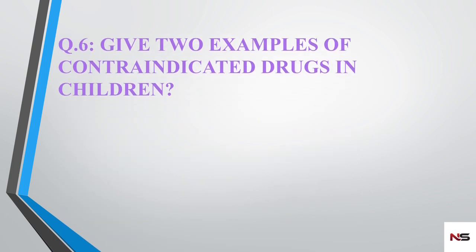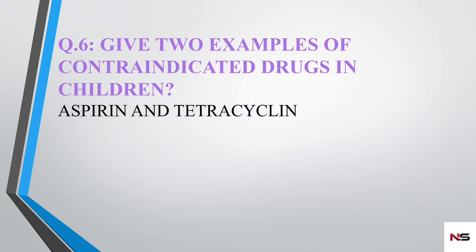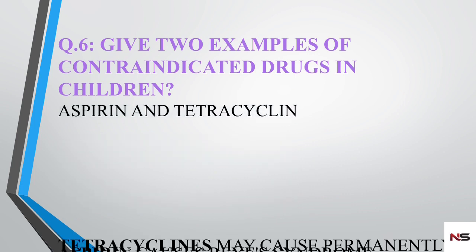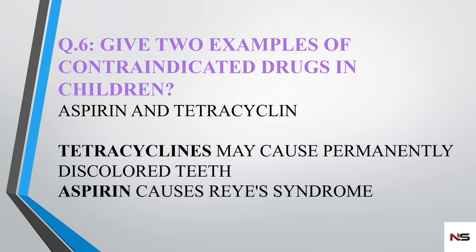Next question. Give me 2 examples of drugs contraindicated in children. One is aspirin and another one is tetracycline. Tetracycline will cause permanent discoloration of the teeth. That's why it is contraindicated during childhood. Aspirin causes Reye's syndrome. So both of them are contraindicated during childhood.